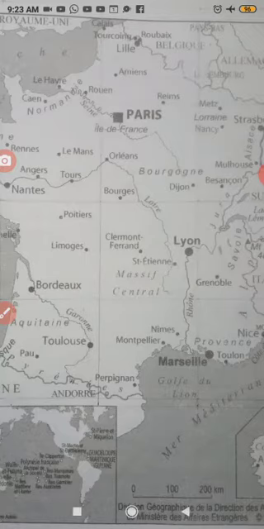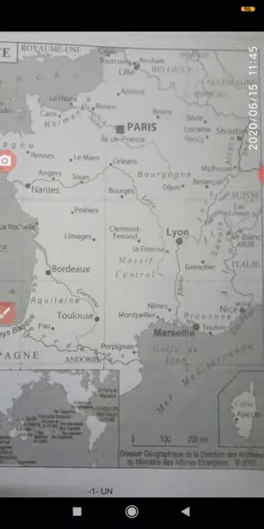On the other side of the River Seine you have one of the wonders of the world, the Notre Dame de Paris. La Notre Dame de Paris.